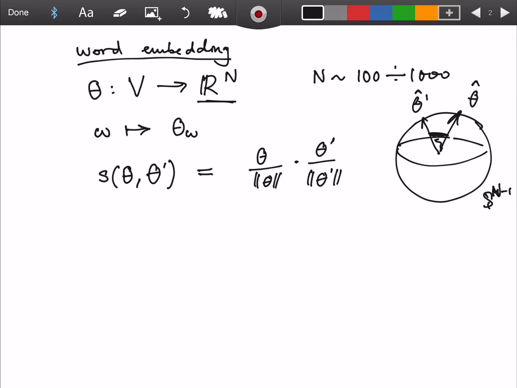So when two words are similar, you are expecting S to be approximately 1. If the words are dissimilar, what is the lowest value? It's -1. Two opposite directions. Basically, it's collinear vectors, but opposing directions.